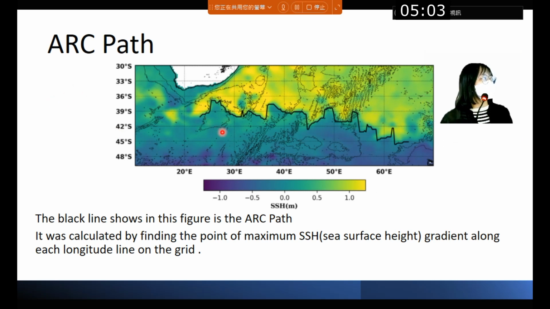And this picture shows the basic ARC path. The black line in this figure is monitored by the ADCP. And we want to find the point of maximum sea surface height gradient along each longitude line on the grid.